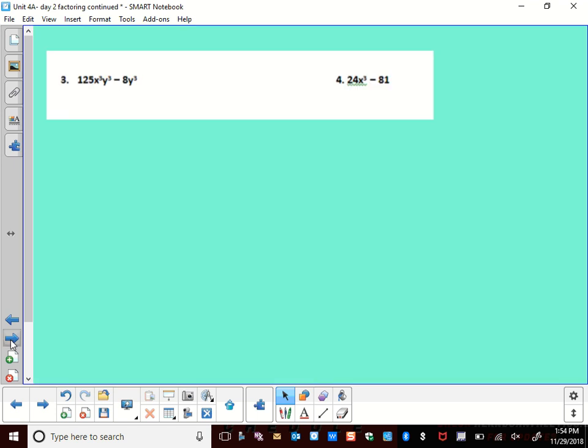Alright, number 3. I have 125x cubed y cubed minus 8y cubed. Do I have a GCF? Look closely. What's in common in both terms? Is there x cubed in the second term? No, but there is y cubed and y cubed. So what is my GCF? Y cubed. You can take that out.